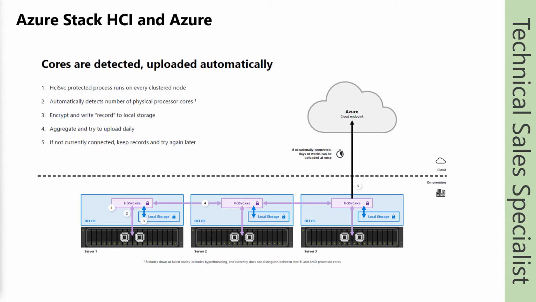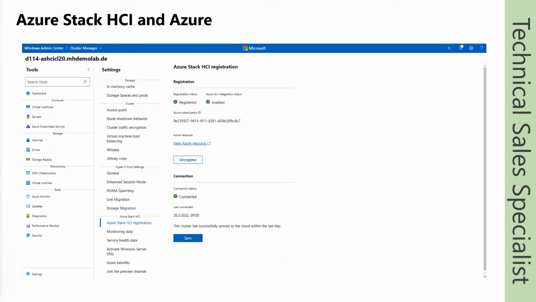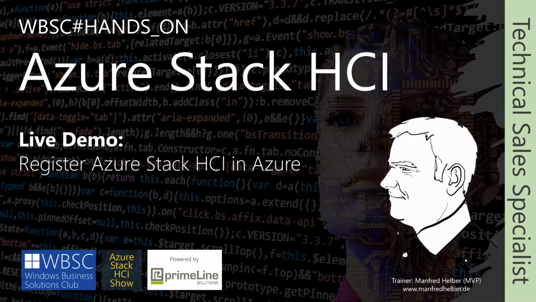If an Azure Stack HCI cluster is completely configured and registered in Azure, you can check the status in the settings in Windows Admin Center for a specific Azure Stack HCI cluster. Here you will see it's registered, and here you will also see the Azure Arc integration status is enabled. So let's see in a live demo how the registration of Azure Stack HCI in Azure works.